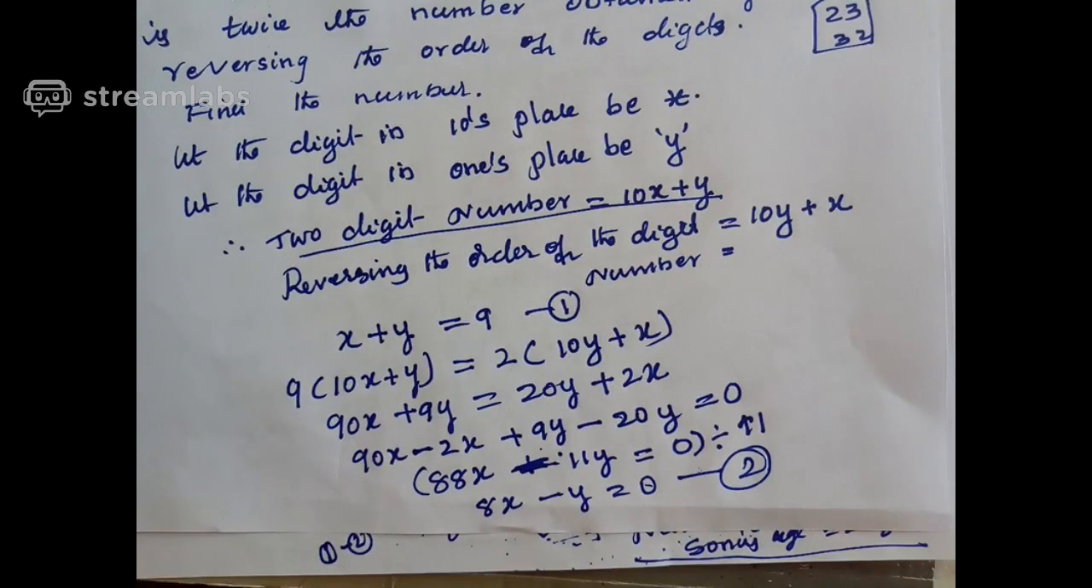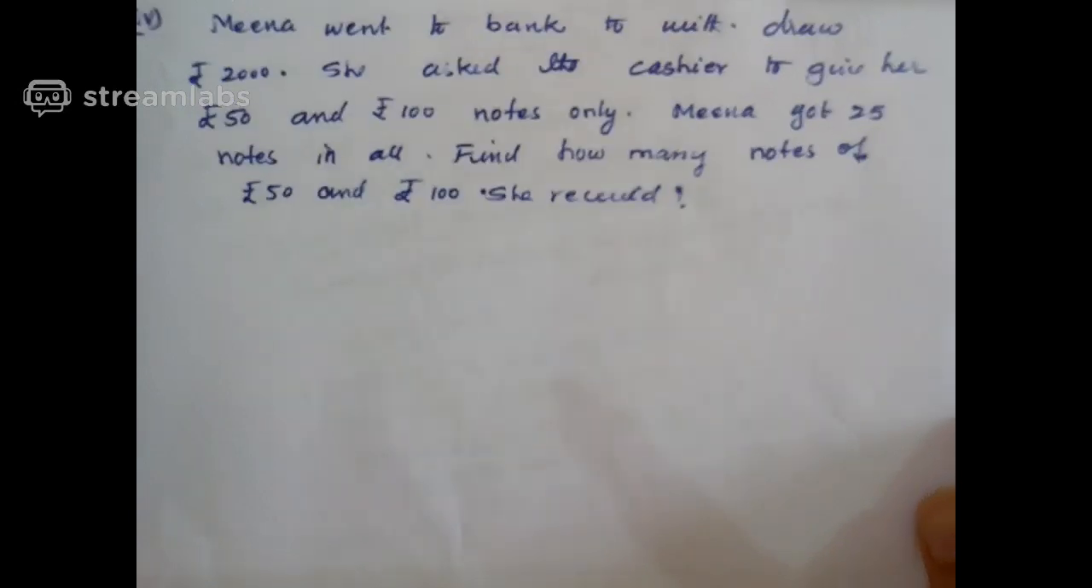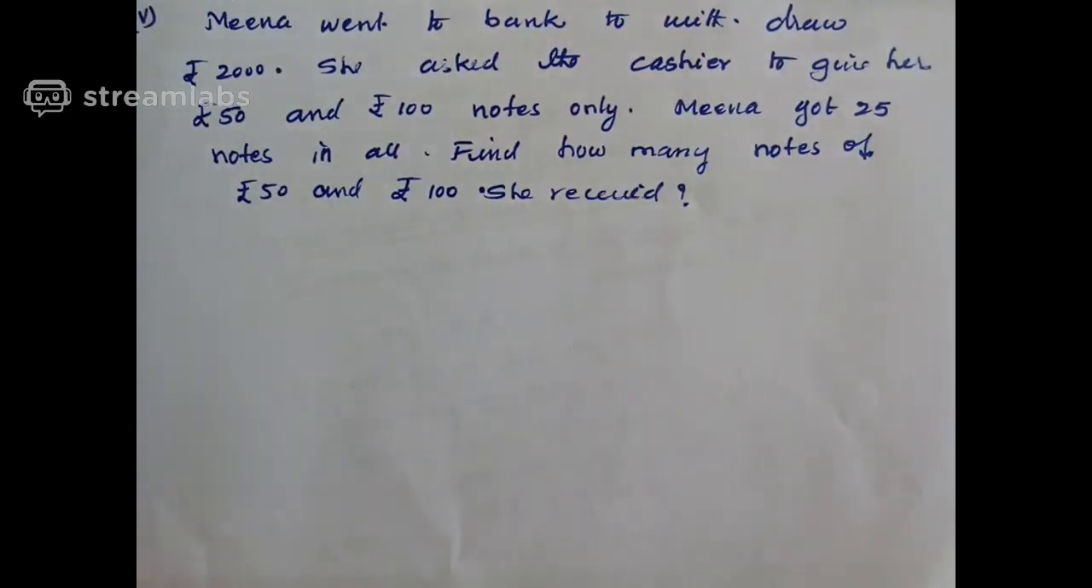Now the next one. See the next question. Meena went to bank to withdraw rupees 2000. She asked the cashier to give her rupees 50 and rupees 100 notes only. Meena got altogether 25 notes. Find how many notes of rupees 50 and rupees 100 she received.